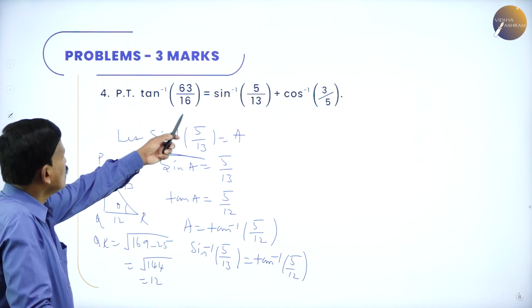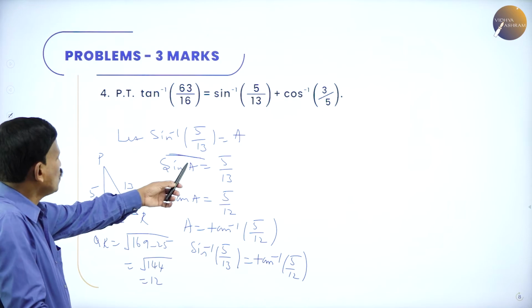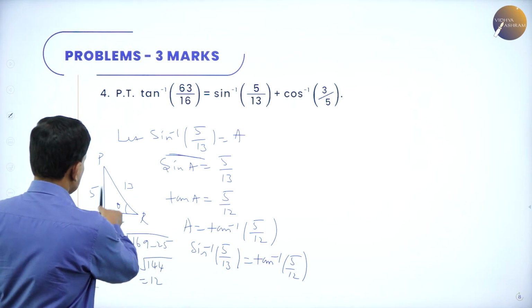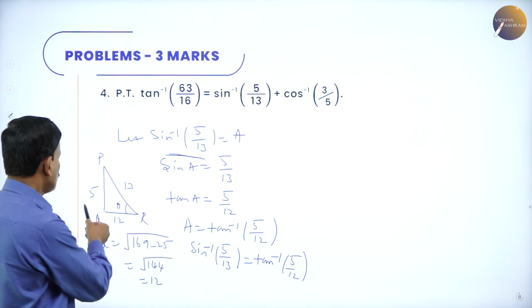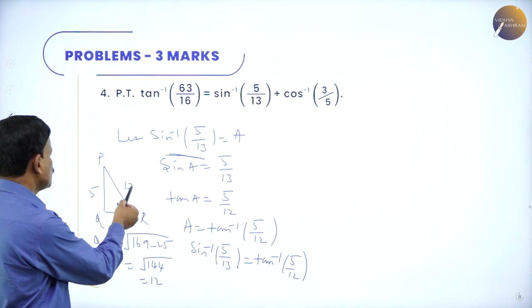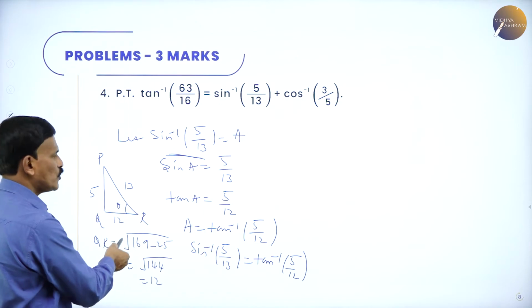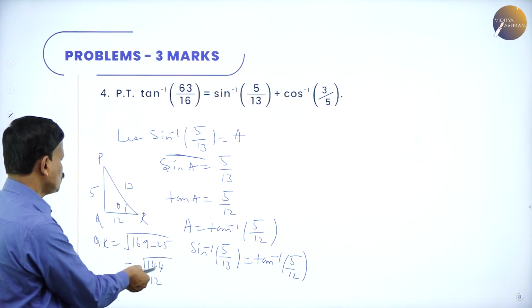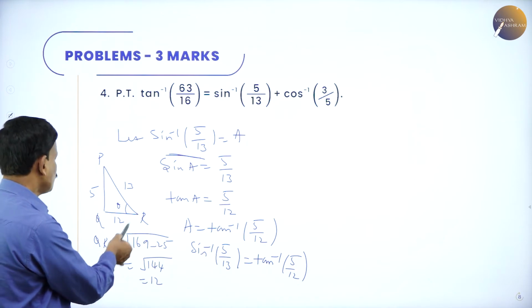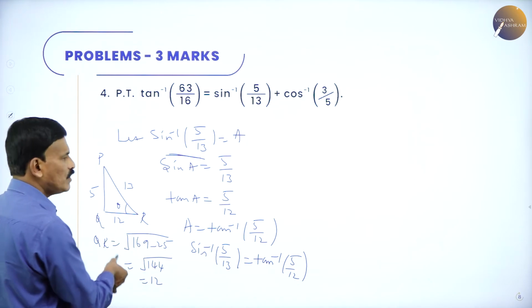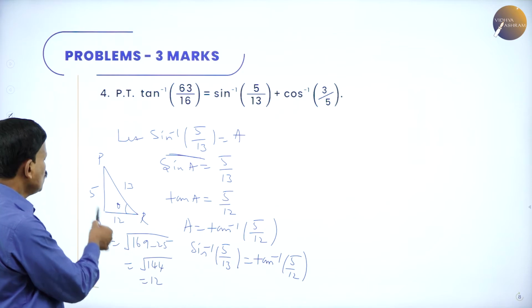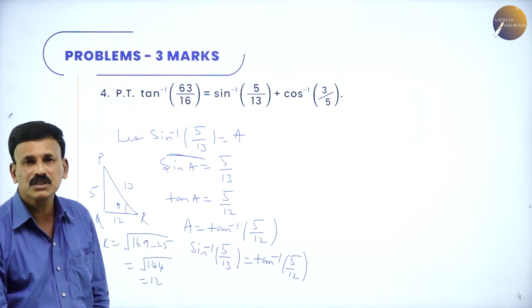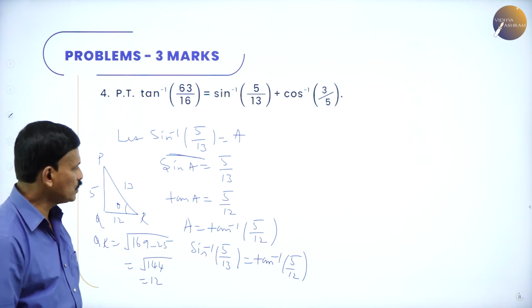So, let us consider sin inverse 5 by 13 is equal to A, which implies sin A is equal to 5 by 13. So, opposite by hypotenuse, substitute in a triangle. Opposite is 5, hypotenuse is 13. Find out the adjacent. So, adjacent QR is equal to 169 minus 25, root is 144, square root of 144 is 12. Find out the value of tan A. Tan A is equal to 5 by 12. So therefore, sin inverse 5 by 13 is also equal to tan inverse of 5 by 12.